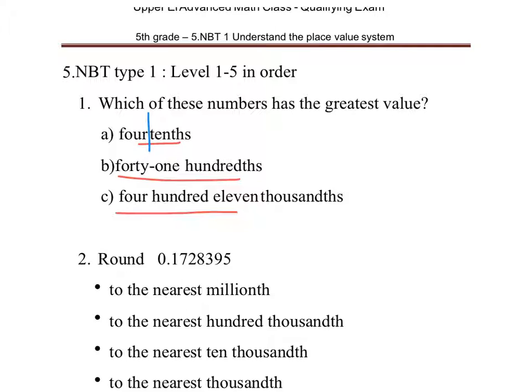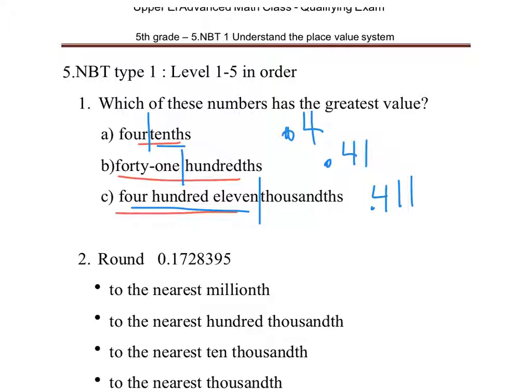So we have 4, and what are they? Tenths. We have 41, and what are they? Hundredths. We have 411, and what are they? Thousandths. So let's write that. How would we write that? So 4 tenths, 0.4, 41 hundredths, 0.41, 411 thousandths, 0.411.